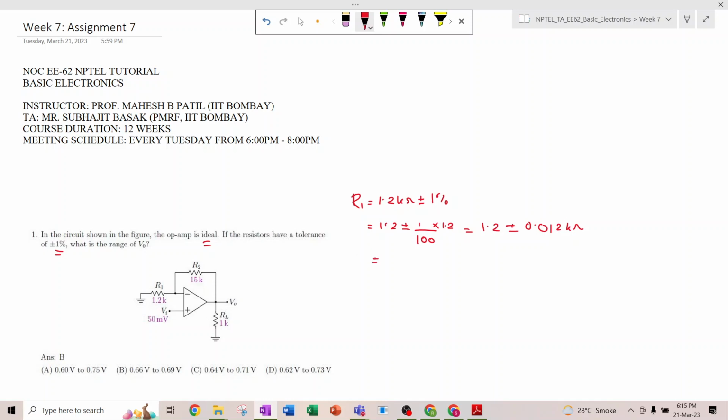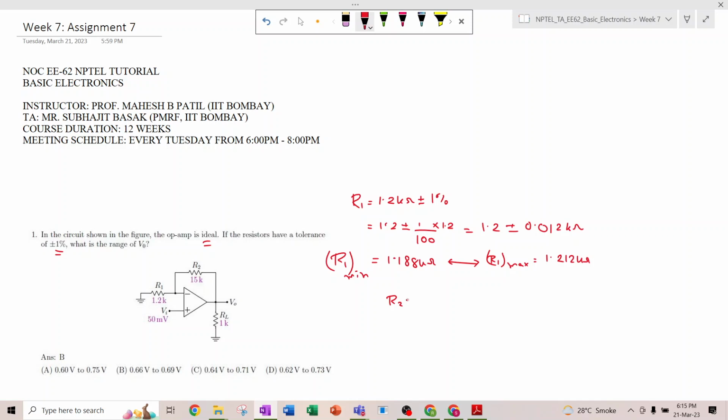So 1.2 minus 0.012 means R1 has a minimum value of 1.188 kilo ohm, and R1 has a maximum value of 1.212 kilo ohm. So this R1 resistance varies from 1.188 kilo ohm to 1.212 kilo ohm. Similarly we should calculate the value of R2.